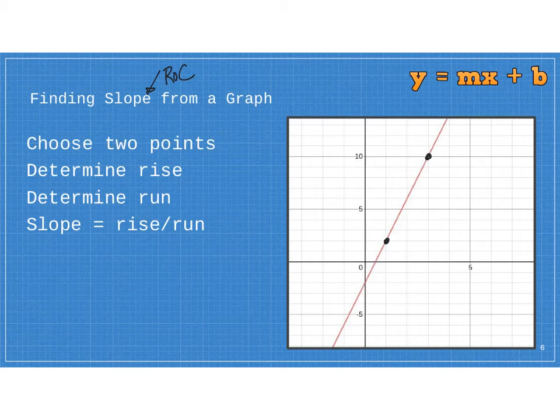So I'm going to draw a rise and a run in order to determine the slope. So my rise, I went from, this is 2, up to 10. So my rise is 8. And then on the run, I went from 1 over to 3. So my run is 2. In order to determine my slope, it's rise over run, so 8 over 2, and if I simplify that, that's 4. So the slope for this graph is 4.